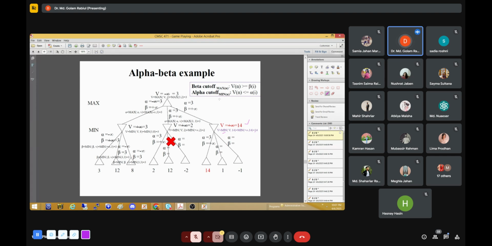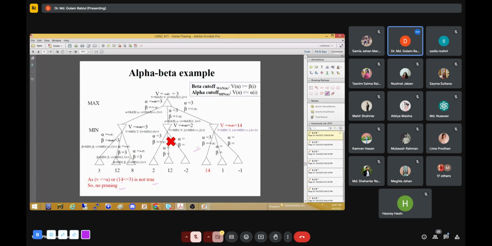And this time for the min stage, we have to apply the alpha cutoff. For the alpha cutoff, that is V of n. V of n is what? 14. Whether this one is less than or equal to alpha or not. So alpha is what? Alpha is 3. So 14 is less than or equal to 3, is it true? No, not true. So that means no pruning. You cannot prune.